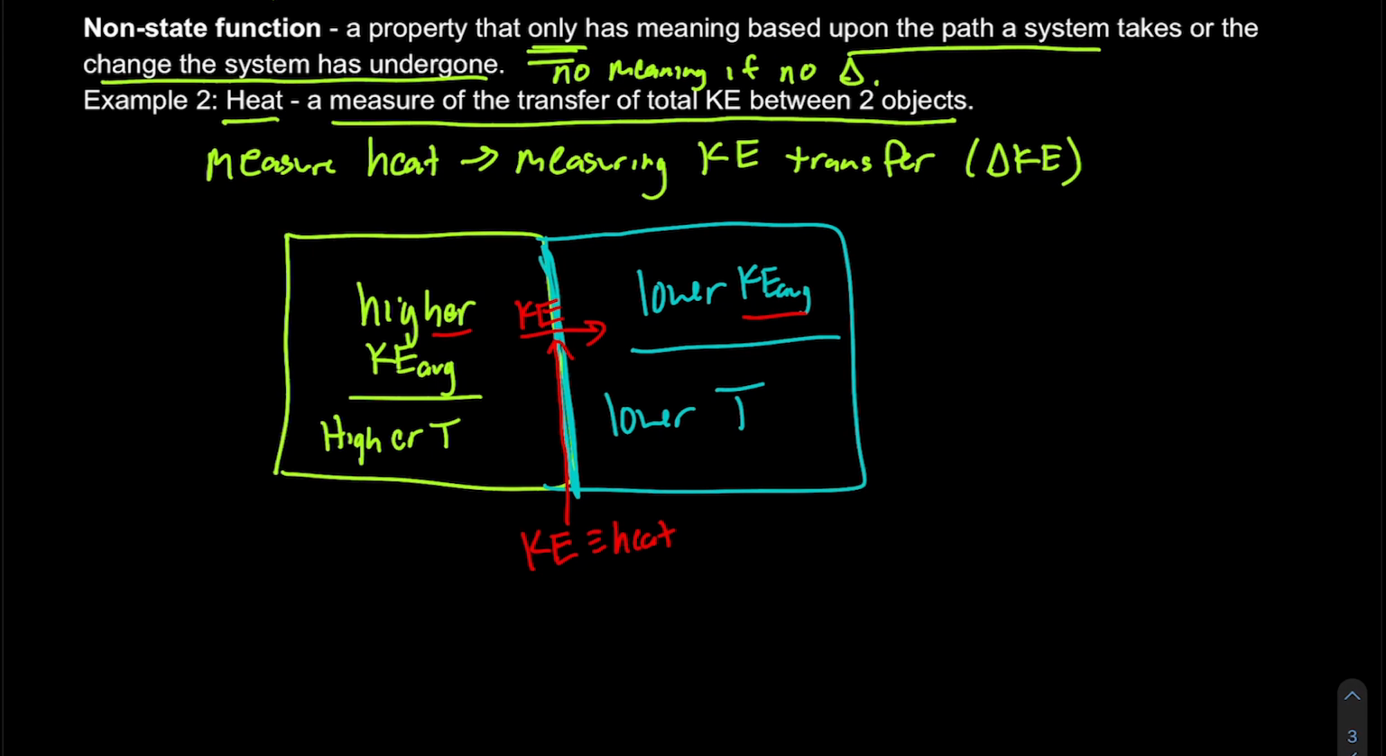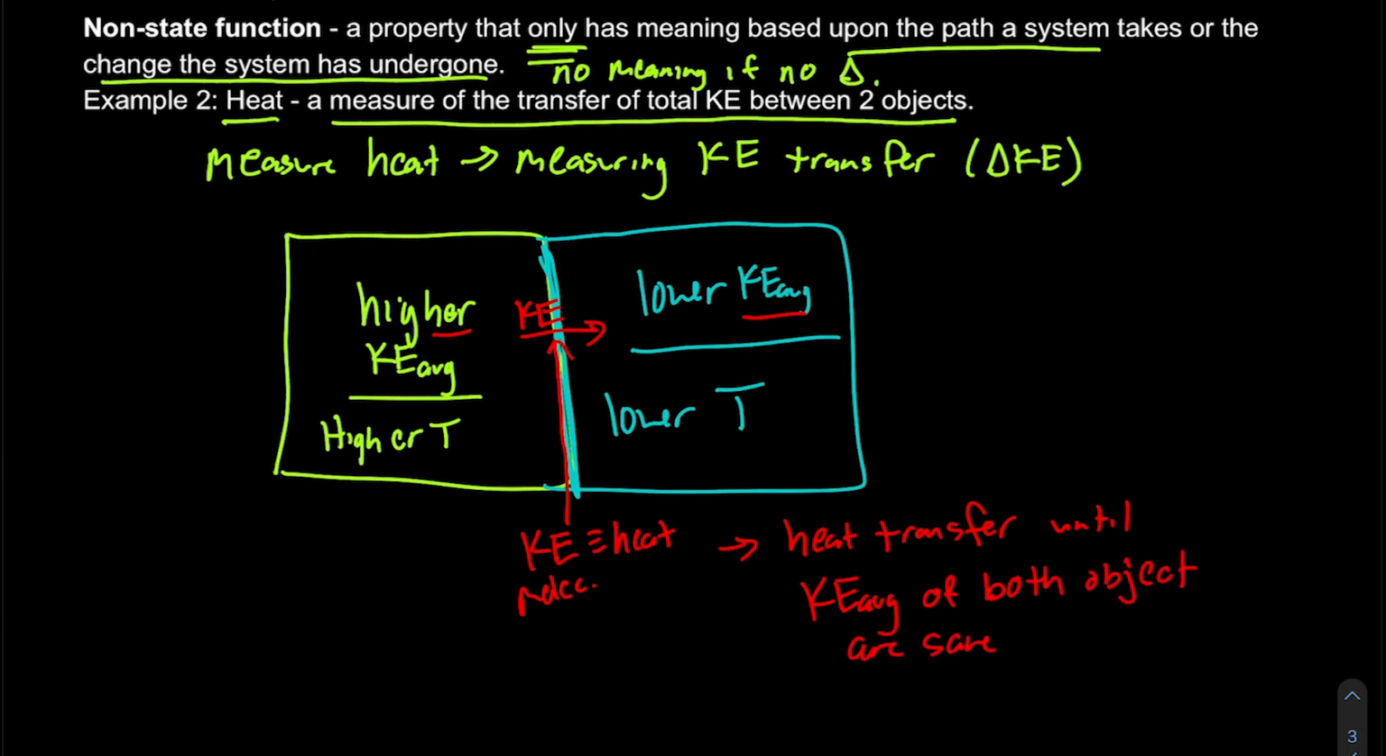It's a transfer of this molecular kinetic energy that's moving. And this will continue to transfer, where we would have our heat transfer, until the average kinetic energy of both objects is the same. So we're going to continue to transfer this kinetic energy until the kinetic energies of both are the same. Or we could also say that the temperatures of both are the same, because we know that our average kinetic energy is proportional to temperature.